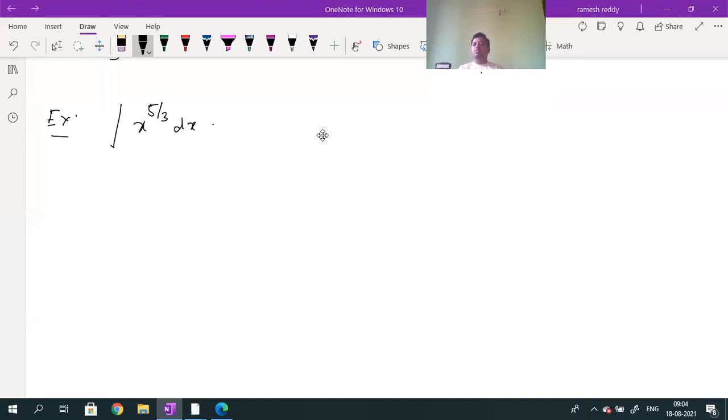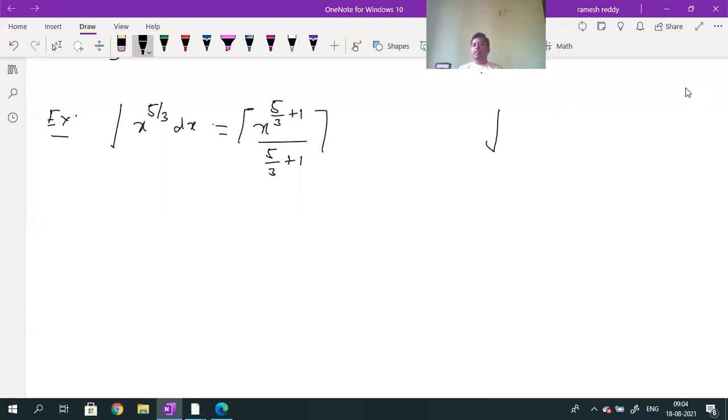Fourth one I will solve it. I'm closing the chat box. At the end of the class I will open it. Okay. The integral of x power 5 by 3 into dx, the value is 2. So what is the formula given by? x power n plus 1, 5 by 3 plus 1 divided by 5 by 3 plus 1.